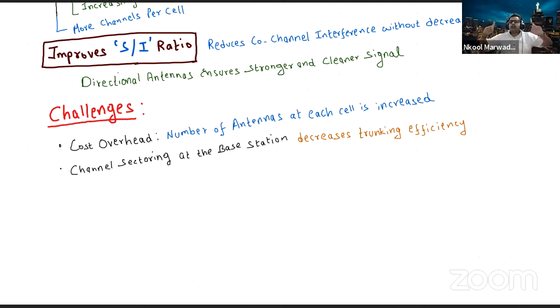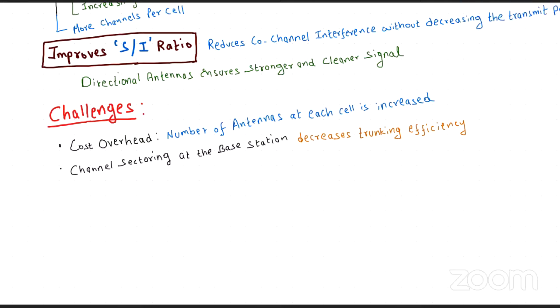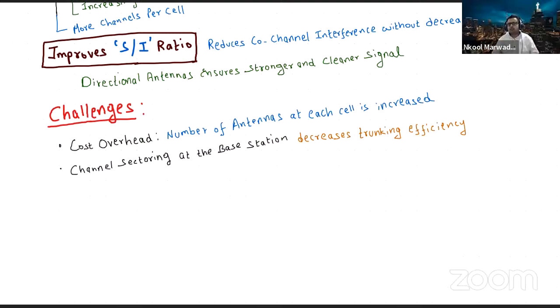Initially, one antenna, one base station was serving the entire cell. So its trunking capacity was very good. It was efficient because only one base station was supporting all the users. But now, since we are using directional antennas, every base station will be supporting a smaller number of users. The incoming and outgoing signals in the channel will reduce.